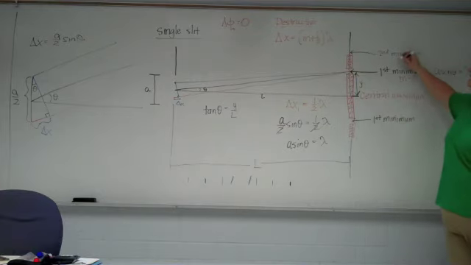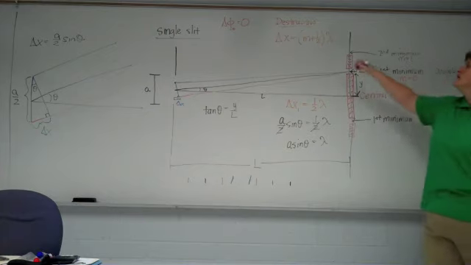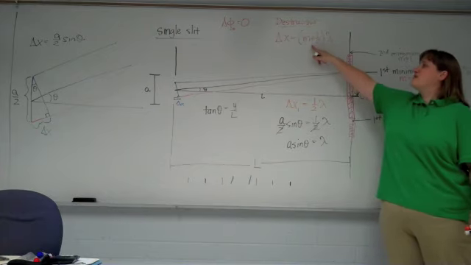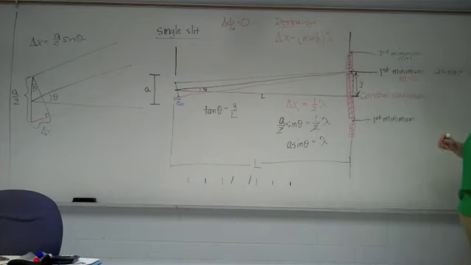For the second minimum, n would equal 1. 1 1/2 is 3/2. So we're going to say A sine theta is equal to m lambda to represent all of those minima, all those dark spots. So that's our generic.